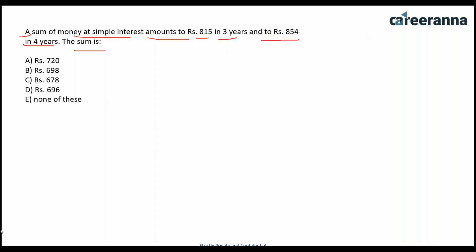So all of you are getting answer B. Very easy question. You just have to understand what is written here. So as per the question, are you guys still solving? Or should I discuss it? Okay, your answer is B. Very good. So the amount after 3 years is 815 as per the question, and 854 after 4 years. So I have to find out the difference. In this case, the difference is 39.